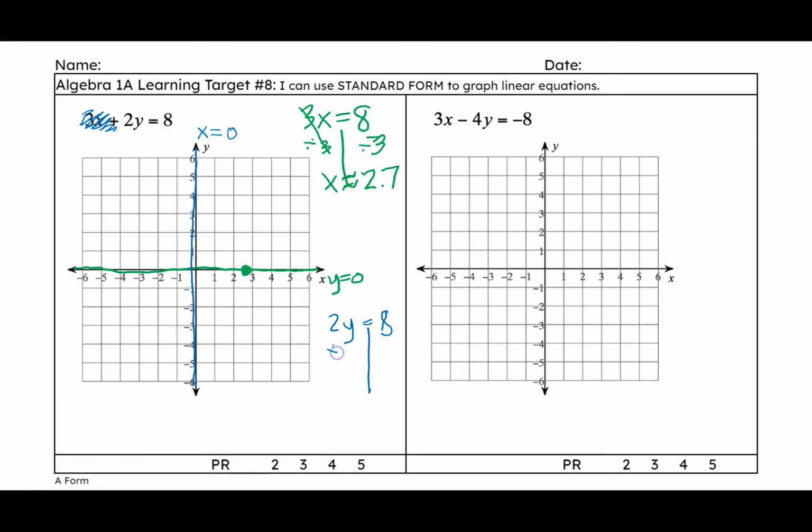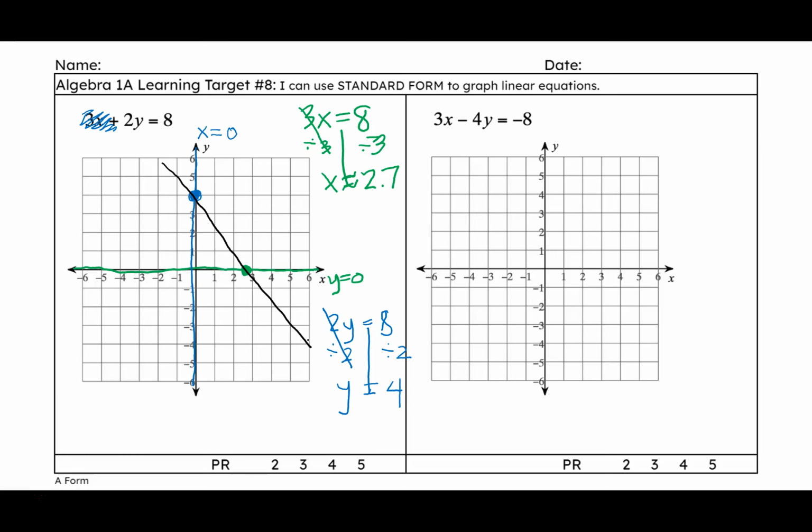To get rid of the coefficient, multiplied by 2, we're going to divide each side by 2. Times by 2 and divide by 2 are opposites and cancel. Y will be equal to 8 divided by 2, which is a whole number this time. It's 4. So that means on the y-axis, I'm going to put a point at 4. Right there. There's my 2 points, and I'm just going to draw a line straight through those.